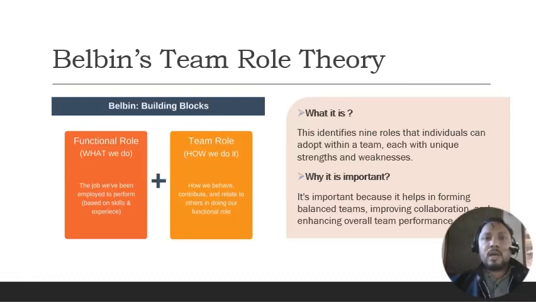Basically, this enables us to understand people's preferred behaviors within the team. So actually, it's important to understand that these might not be the actual behaviors of the people which they exhibit individually, but these are the preferred behaviors which they exhibit within a certain team.